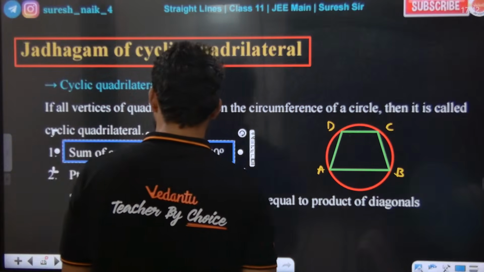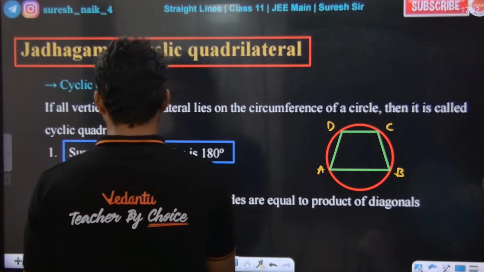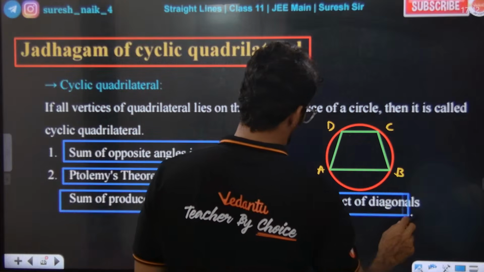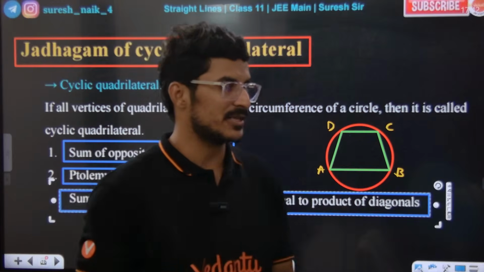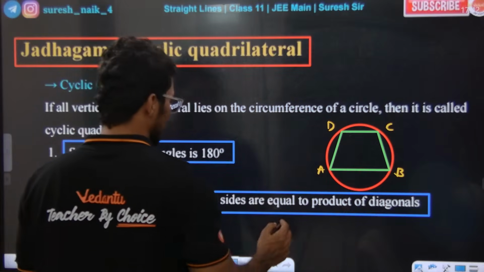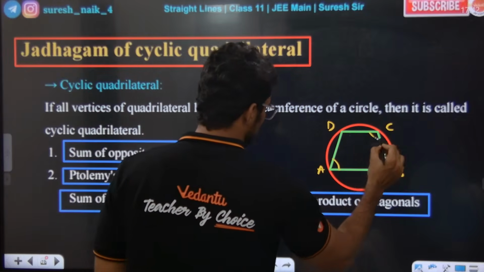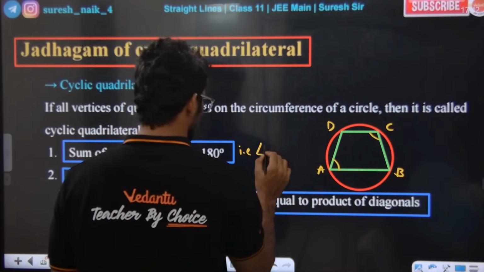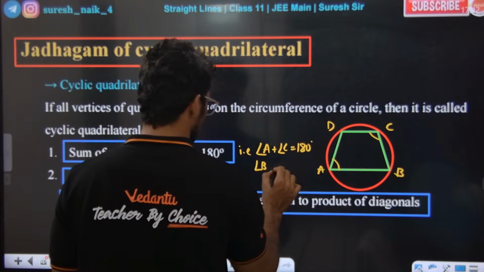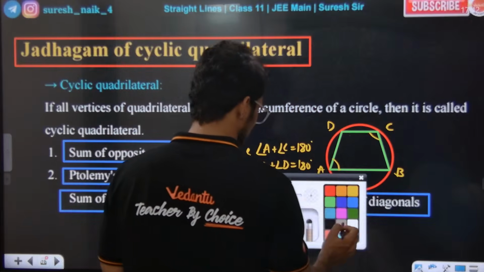Then listen to the class. There is one theorem called Ptolemy's theorem: the sum of the products of the opposite sides is equal to the product of the diagonals. This is also very important. Sometimes we'll use it in the questions. In a cyclic quadrilateral, the sum of angle A and angle C is 180 degrees. Next, angle B plus angle D is also 180 degrees. Understood? Yes or no?